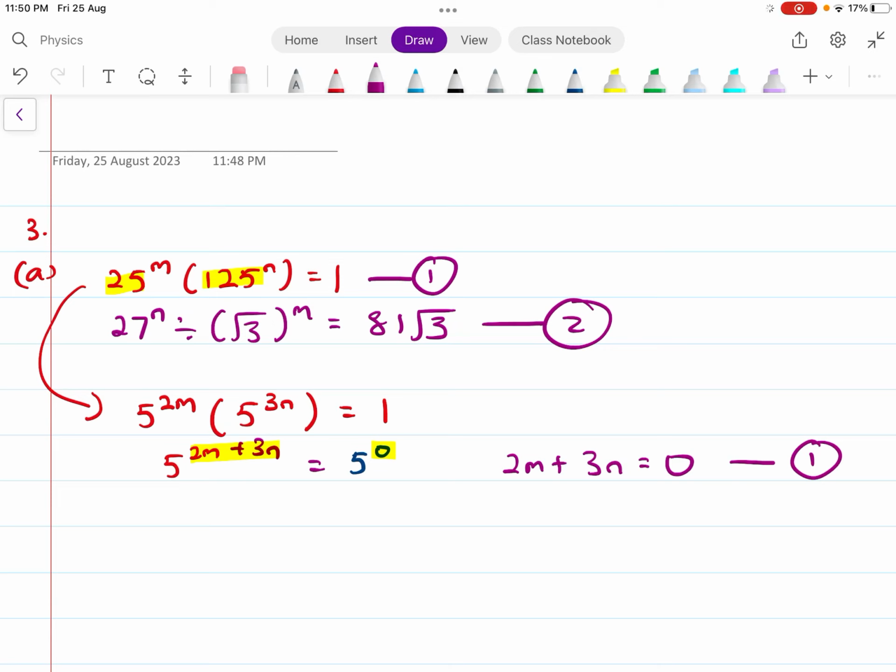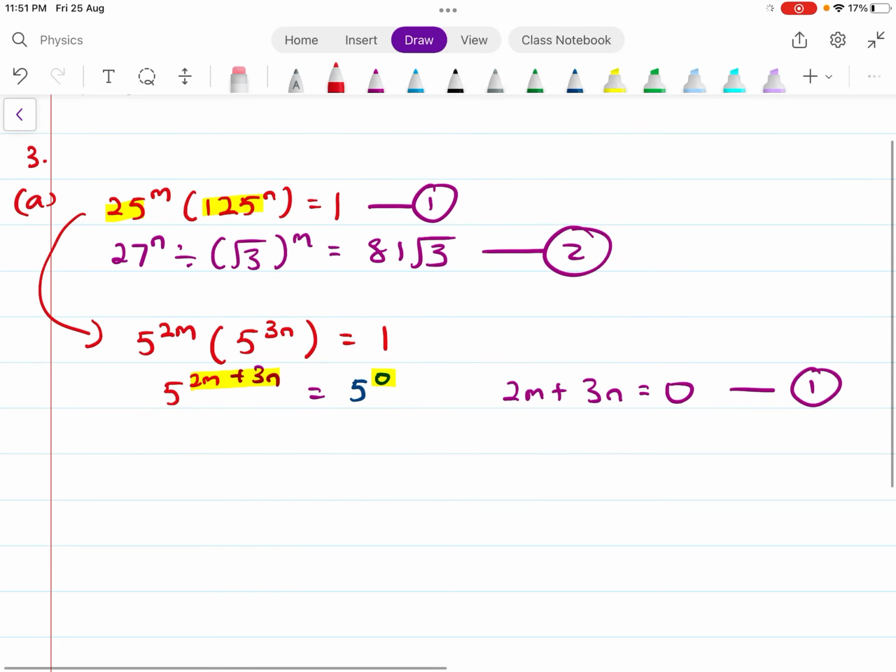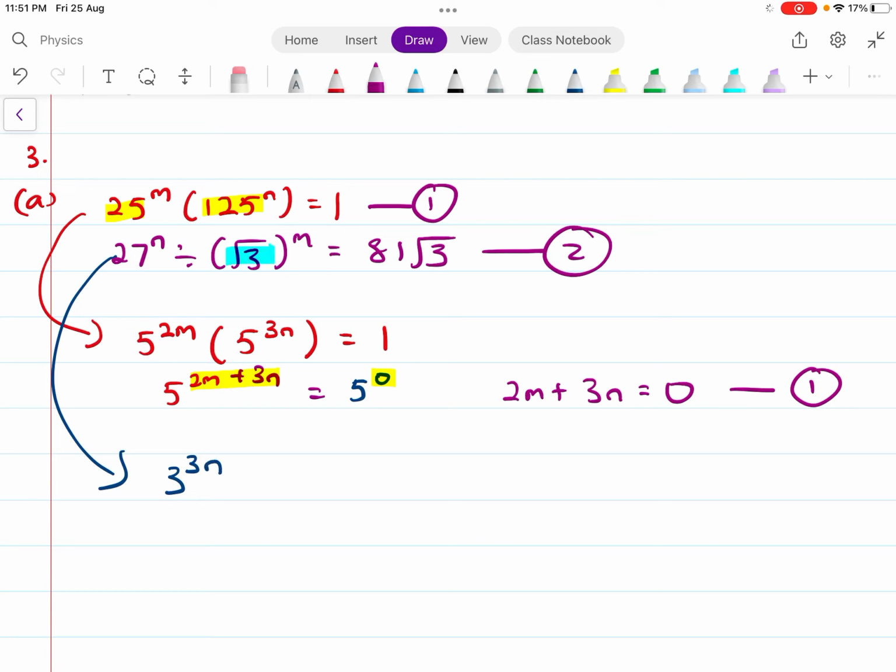Next will be your second equation: 27 to the n divided by square root 3 to the m, equal to 81 square root 3. Same idea, I want to make the second equation in terms of 3. So 27 to the n, I can make into 3 to the power of 3, and square root 3, in terms of indices, is 3 to the power of half.